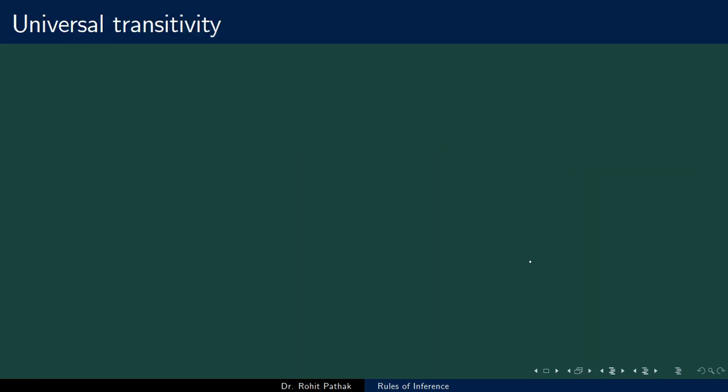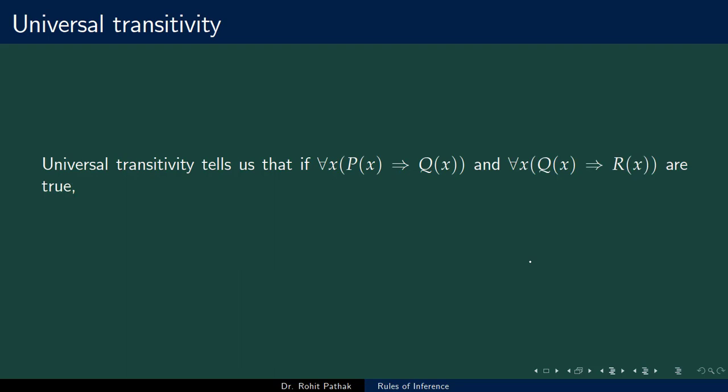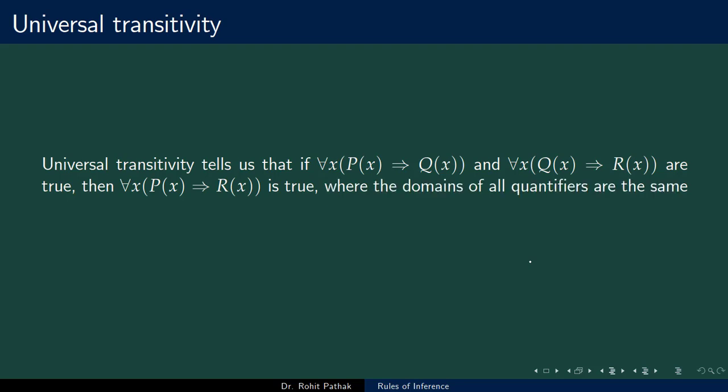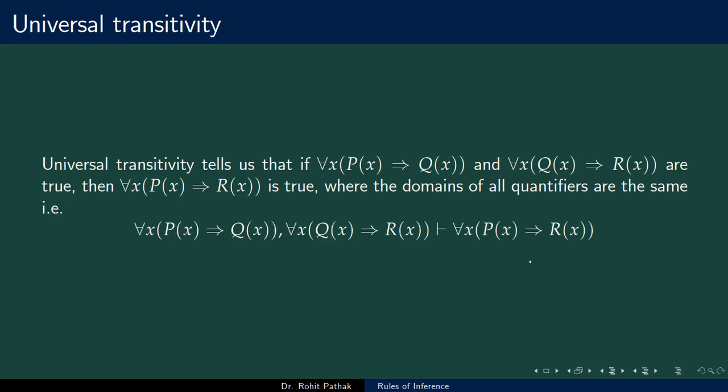Then next is universal transitivity. The universal transitivity tells us that if for all x, P(x) implies Q(x), and for all x, Q(x) implies R(x) are true, then for all x, P(x) implies R(x) is true, where the domains of all quantifiers are the same. That means for all x P(x) implies Q(x) and for all x Q(x) implies R(x) give the conclusion for all x P(x) implies R(x).